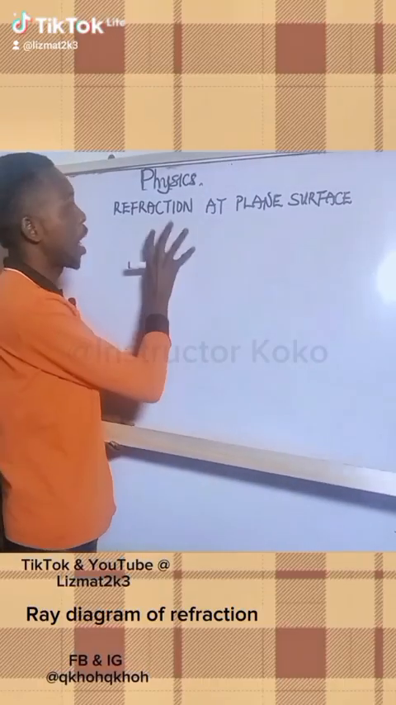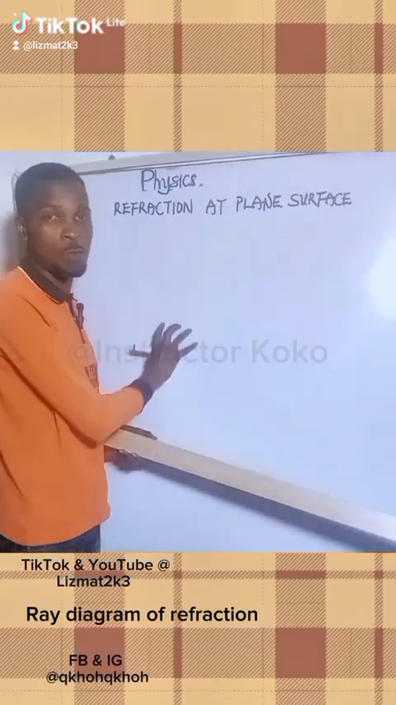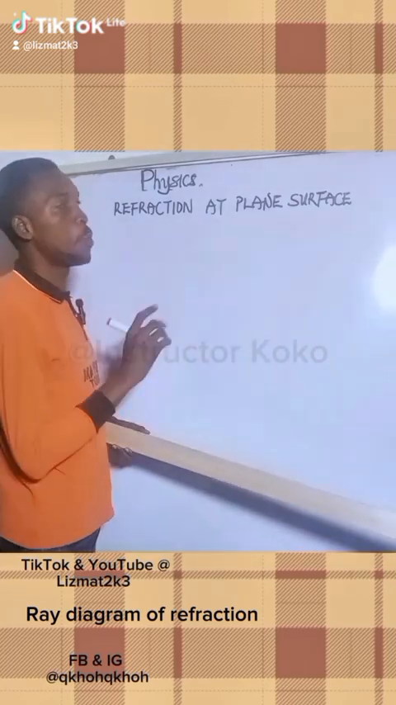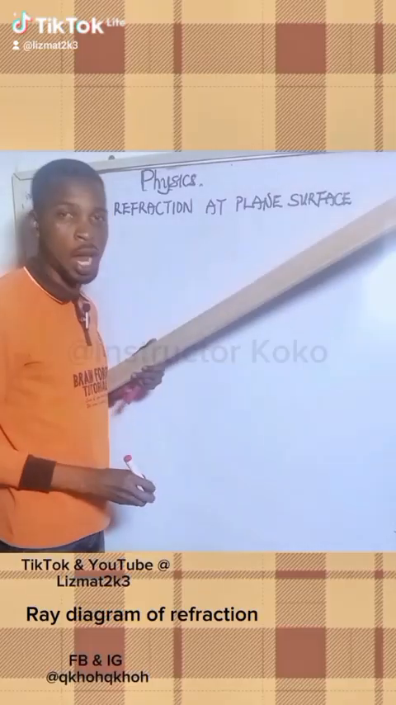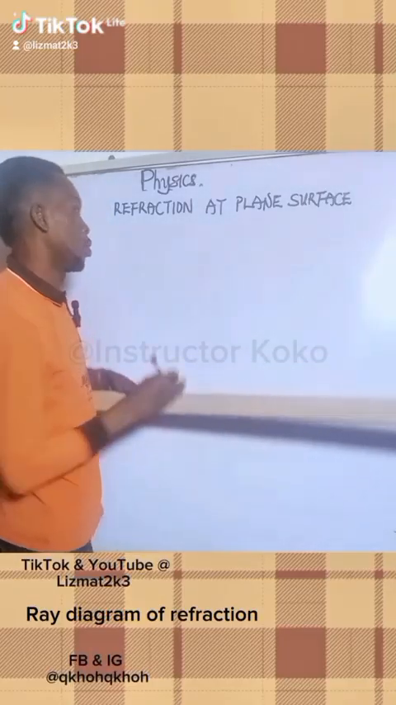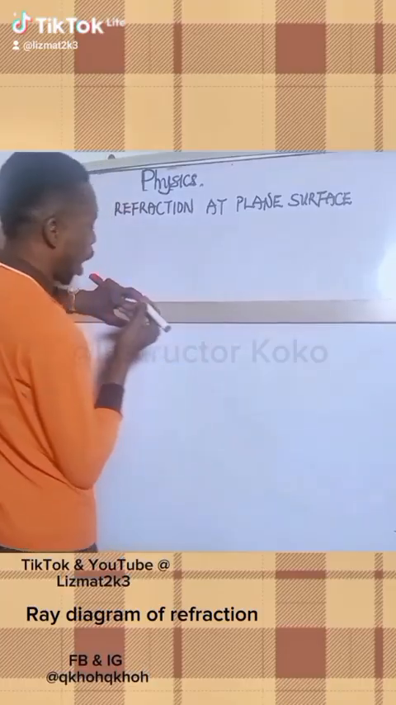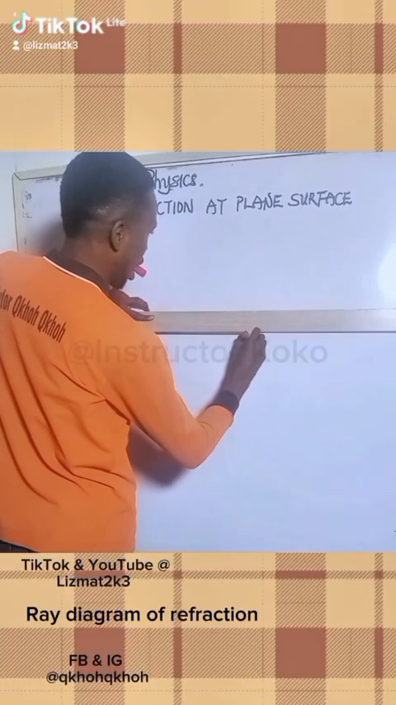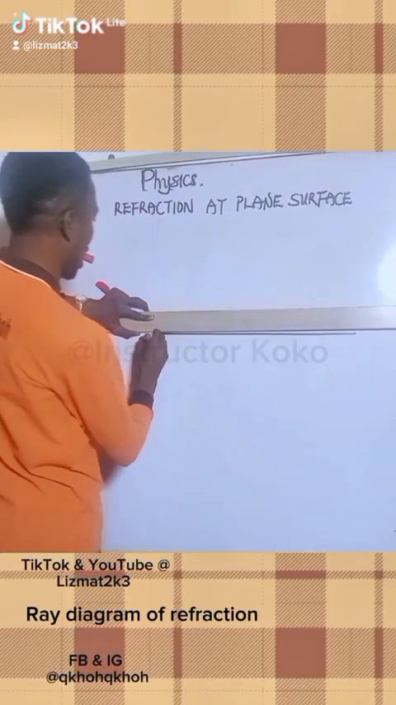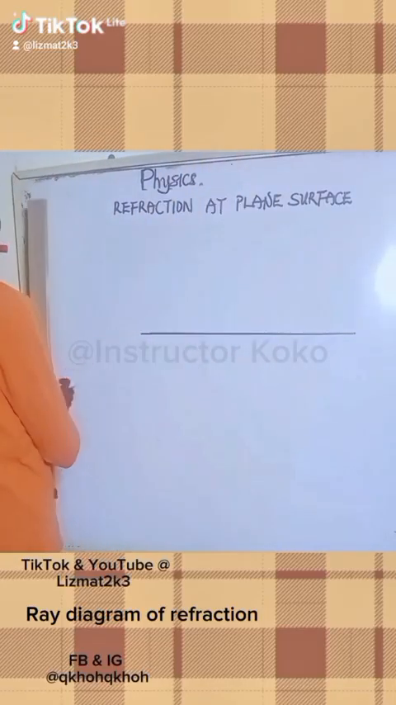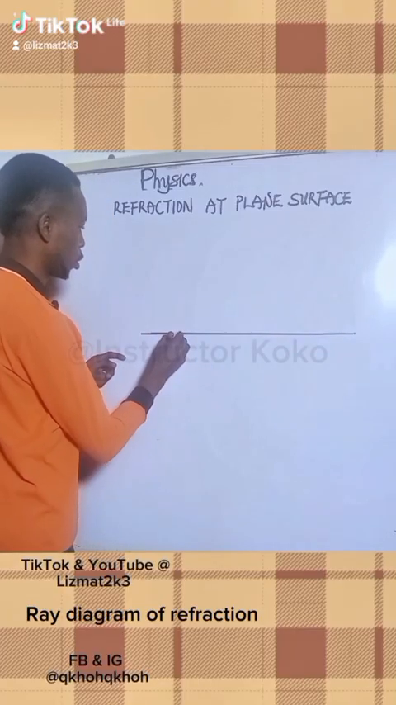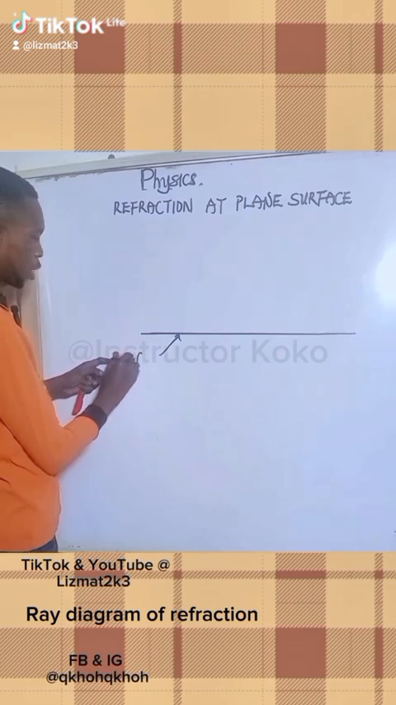All right. When you want to draw the ray diagram of refraction or any properties of wave, be it reflection, diffraction, interference, and so on and so forth, make sure that you use your ruler. Very important, because your diagram must be accurate. All right. So here is my refracting surface. Write it there. Refracting surface.